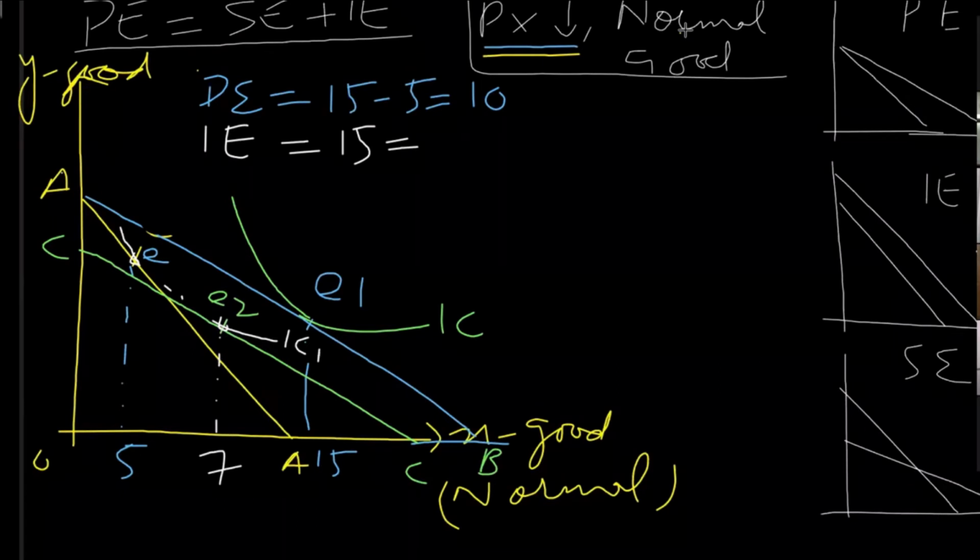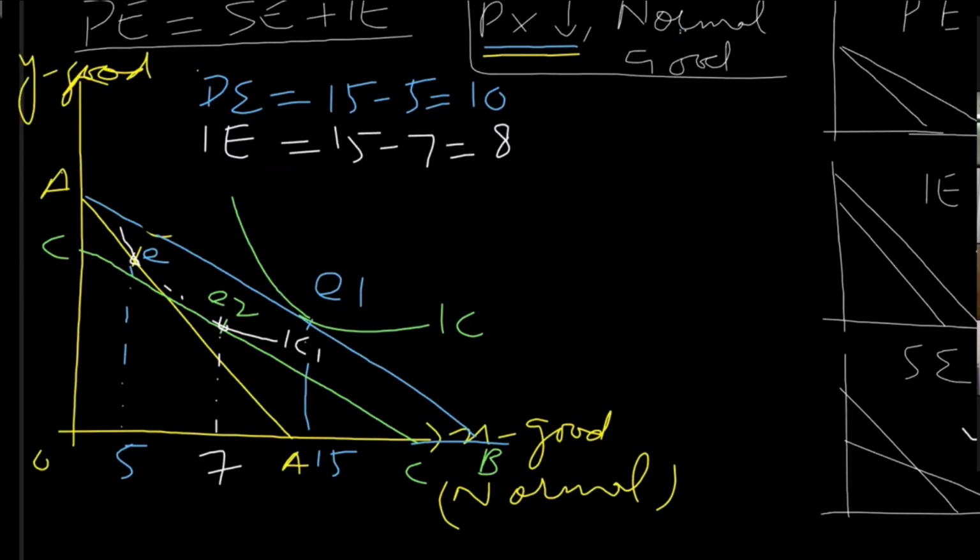Okay, now we have to find out the income effect, and income effect is shown with two parallel lines. We have one combination at E1, and the other combination is at E2, and quantity at E2 is 7. So 15 minus 7 is 8. Now we will have to find out the substitution effect.